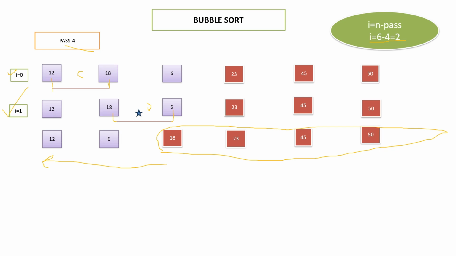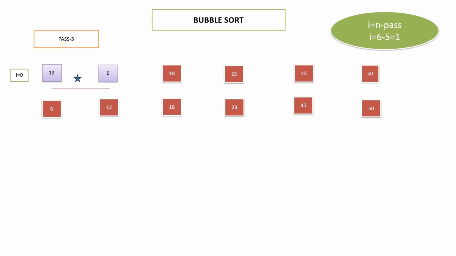Now we move forward. In the fifth pass, the index loop goes from I equal to 0 to I equal to 1. It means we need to traverse our index loop just one time, comparing the zeroth element with our first element. We find that our first element is smaller than our zeroth element. Then we need to swap the values, and after that we find that all the elements are placed in their correct position in ascending order.